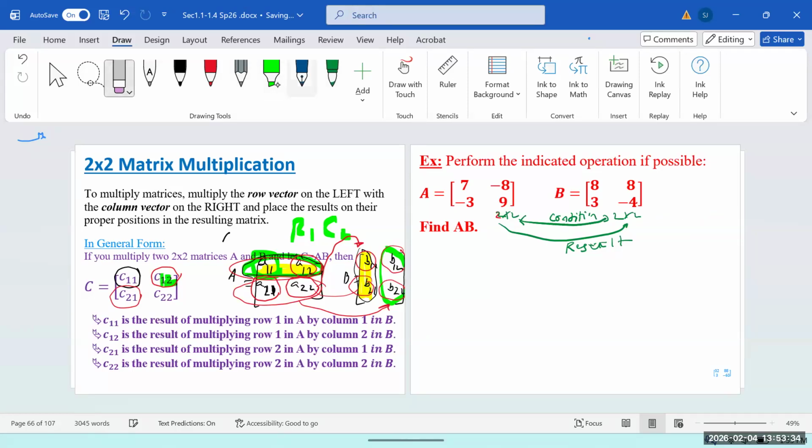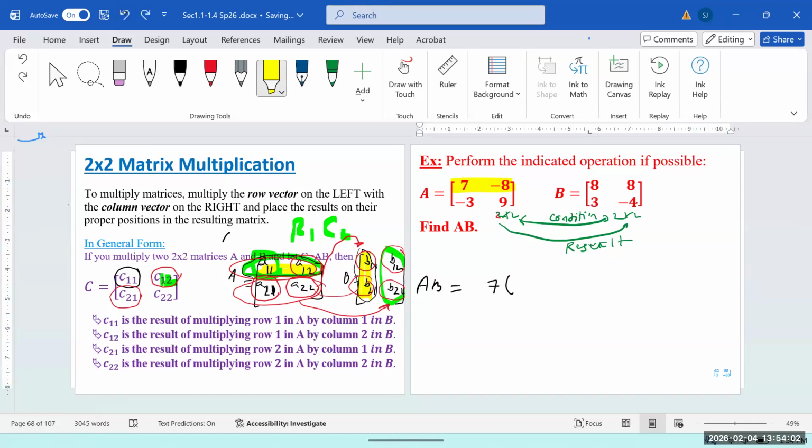We take, let me change my color to yellow. We take the first row in the left matrix. So we are multiplying A on the left, B on the right. So you have to take the first row in the A matrix. So AB. We have 7 times, we take the first column in the second matrix. So one row, one column. And now multiply them. So 7 times 8, plus we have -8.